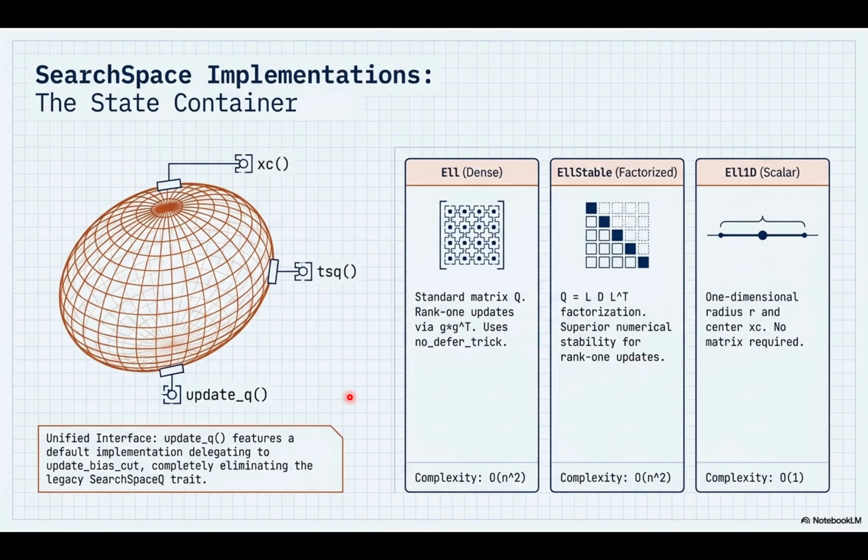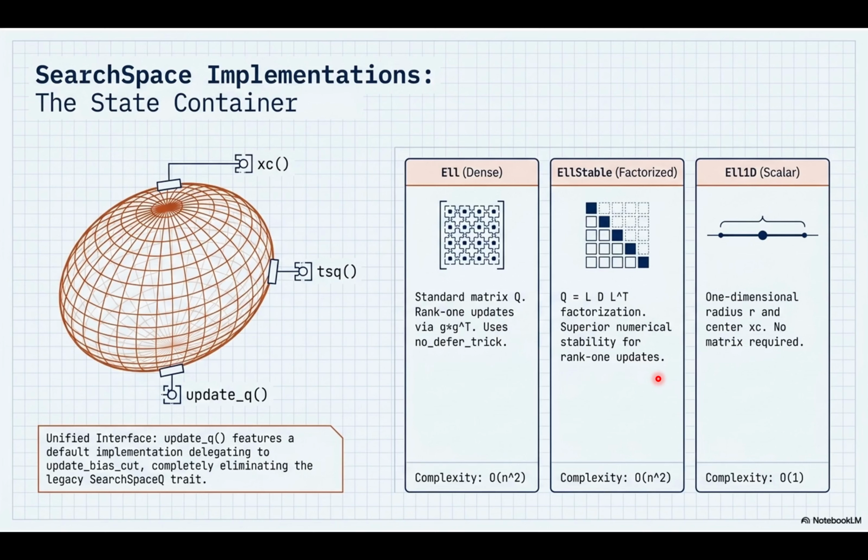Let's focus on Ell stable because it addresses a massive problem in computational mathematics. Floating point errors. Yes, here's where it gets really interesting. The presentation mentions that Ell stable uses an LDLT factorization for stable rank 1 updates. For anyone listening who isn't a math major, what is actually happening when a floating point error ruins an algorithm? Think of it like making a photocopy of a photocopy of a photocopy. Okay. Computers represent decimals using a limited amount of memory. So an infinitely long decimal gets rounded off. Every time the search space matrix recalculates its shape after a cut, it uses the slightly rounded off numbers from the previous step.